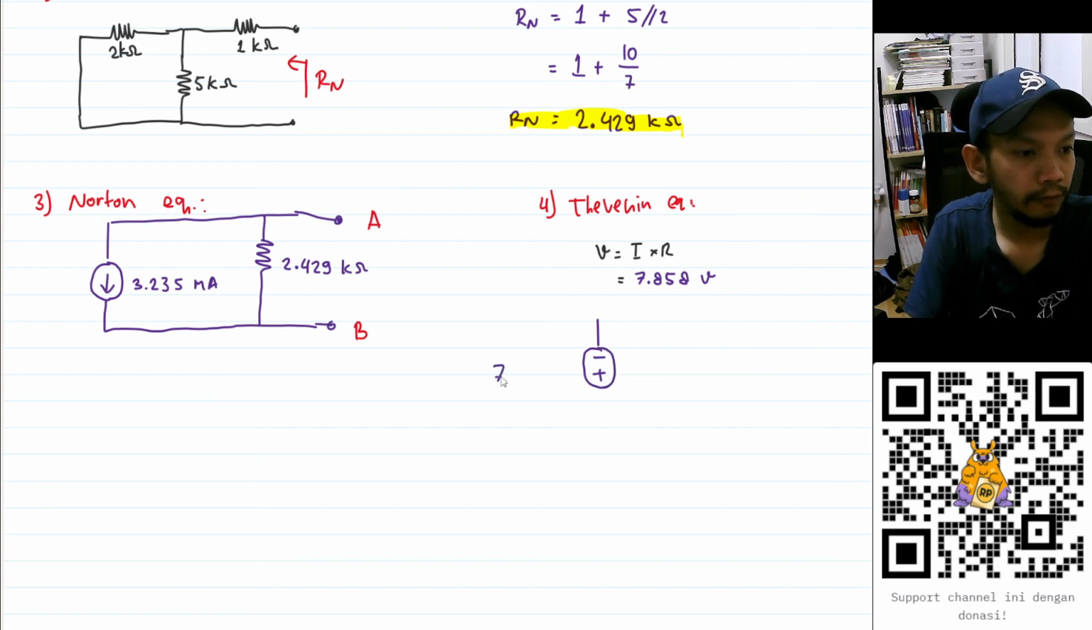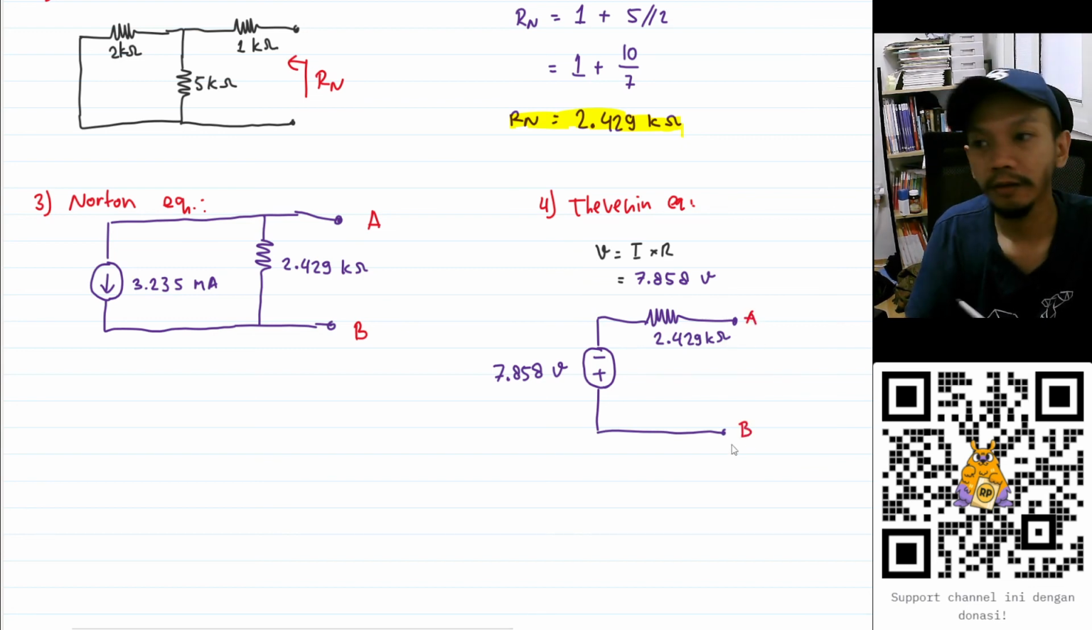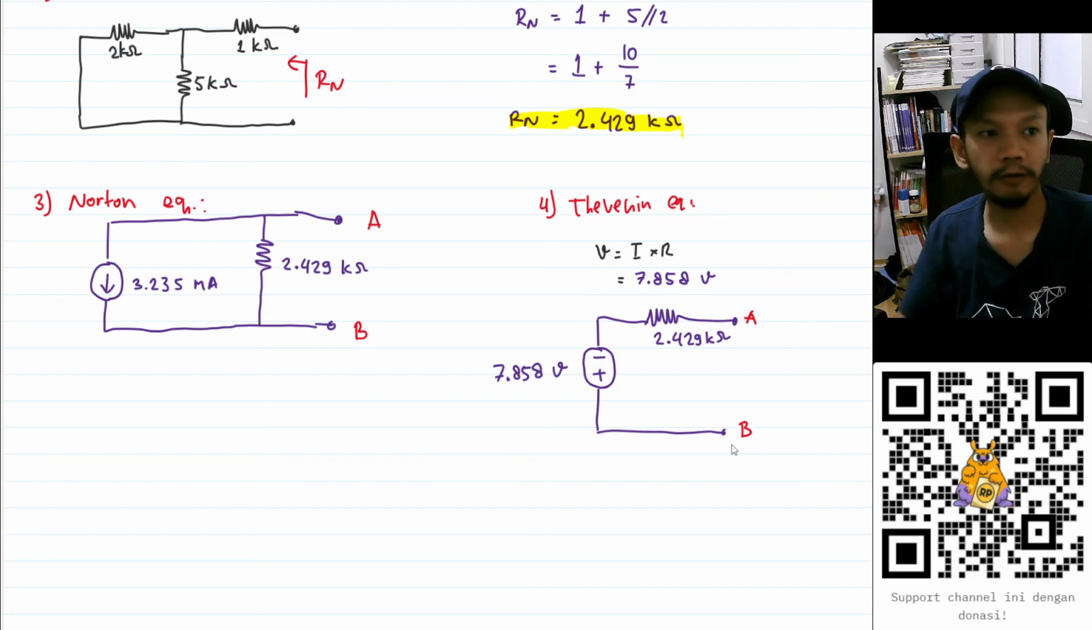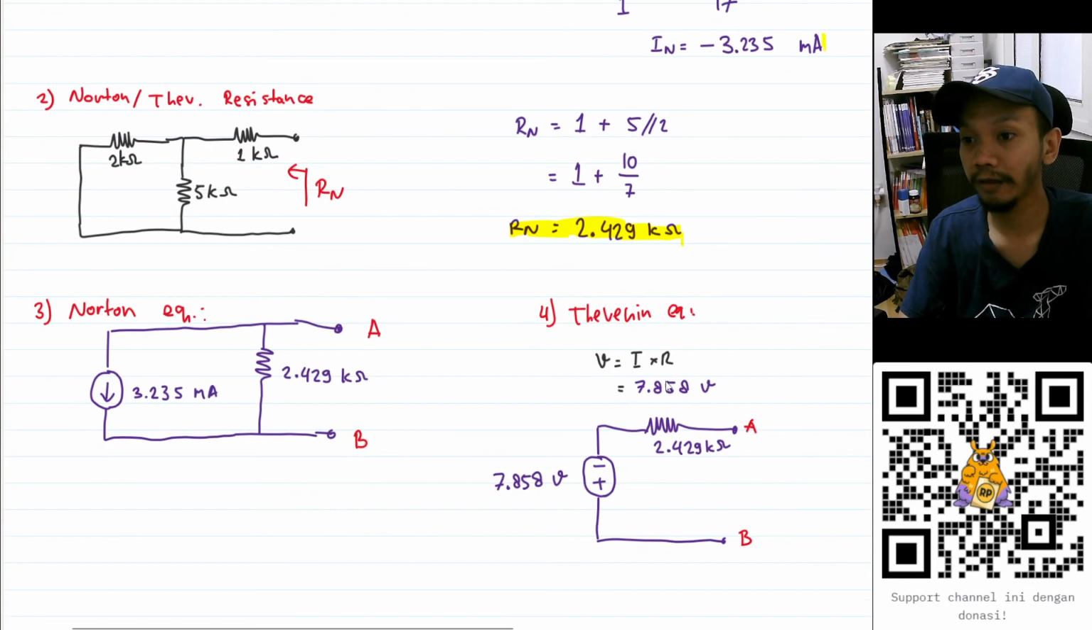That will be 7.858 volt, and the resistance is still the same, 2.429 kilo ohm. So this is node A and this is node B. Yeah, I think that's all. This is the Norton equivalent of this circuit, and this is the Thevenin equivalent of that circuit.